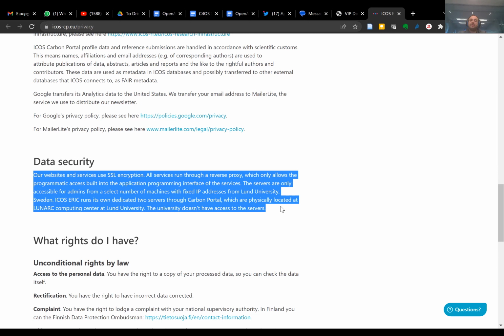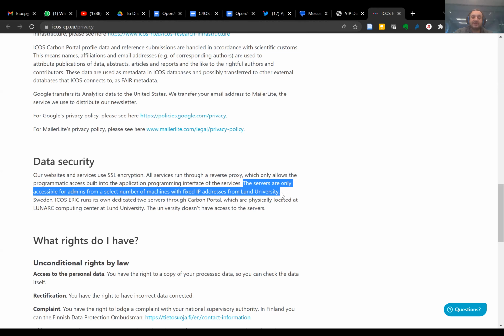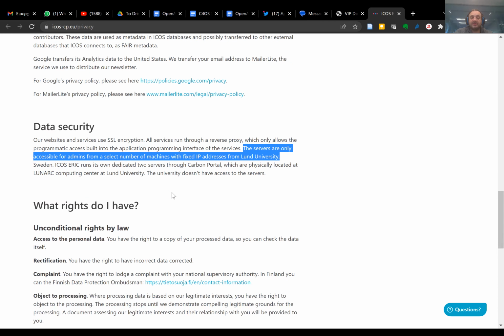Now, in relation to the discussion we had before, here you have a kind of high-level description of security measures. You can see the first one has to do with encryption and the reverse proxy. The second point has to do with who is allowed to have access to such data. And it also explains to you where the computer services are.